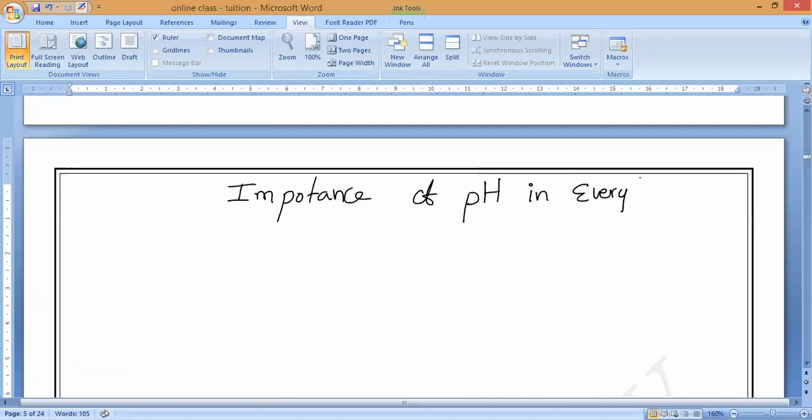Importance of pH in everyday life. First example: biology life process we have studied. And a PT1 question also came. If pepsin is not secreted, what will happen? The inner linings of the digestive system will be affected by hydrochloric acid. Is it yes or no? It will cause acidity, and as well as, sir, mucus. Mucus only they asked, sir. Mucus is what?